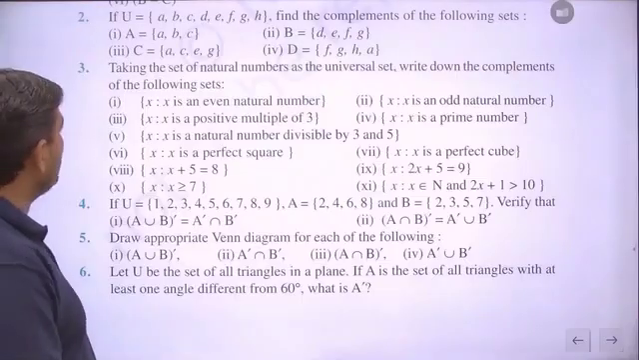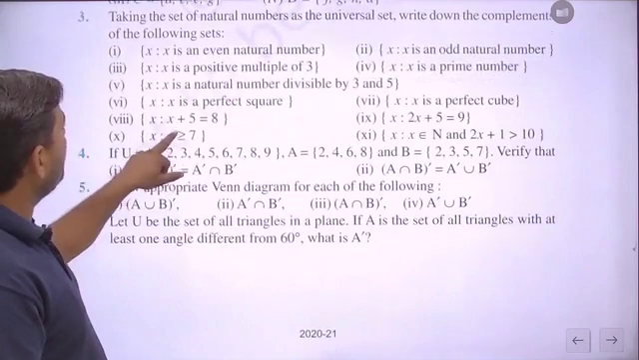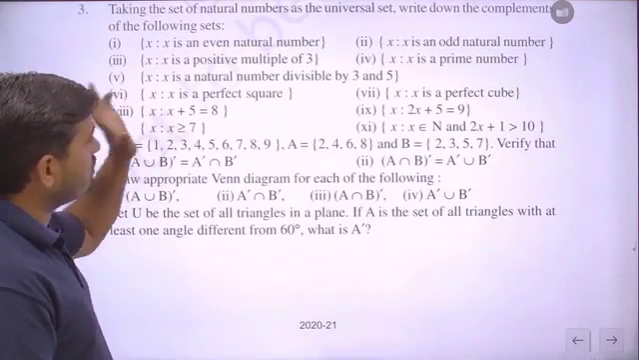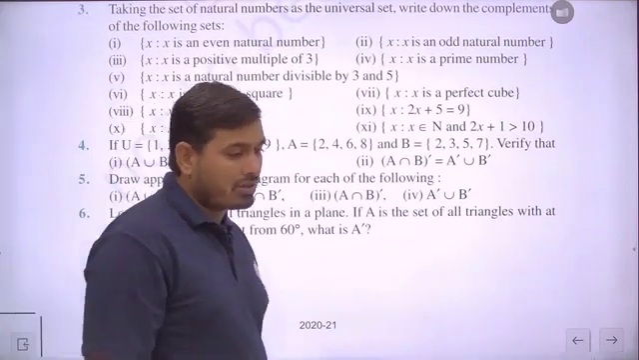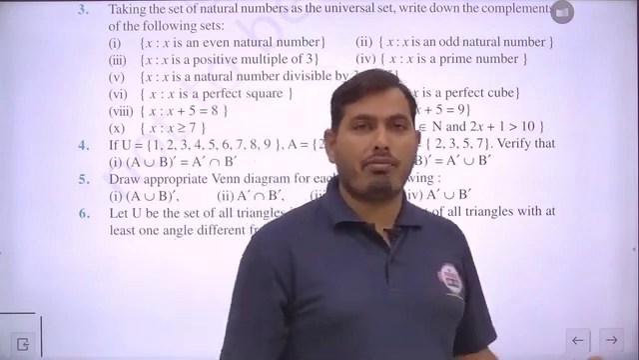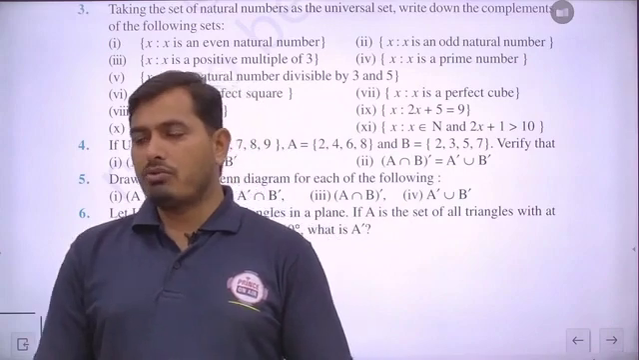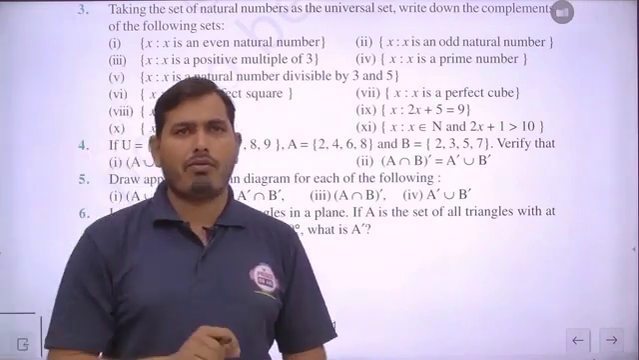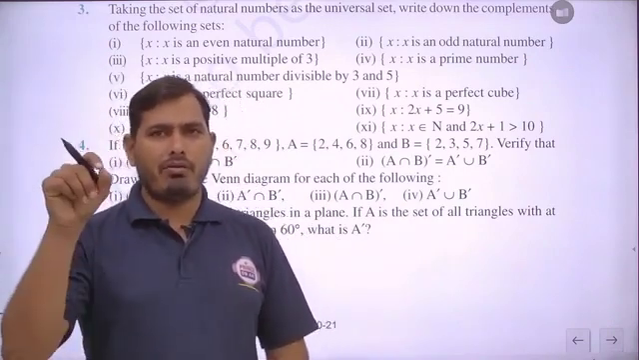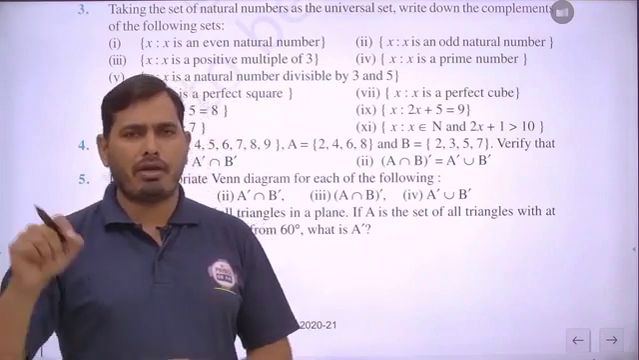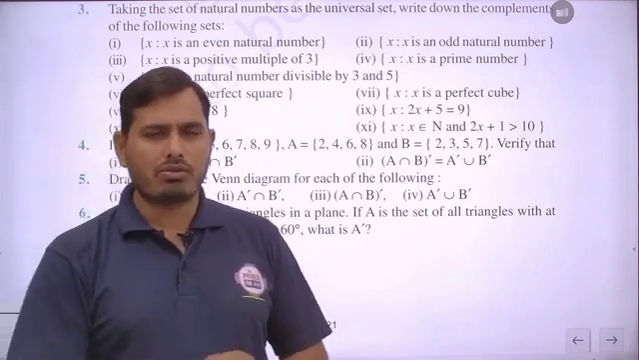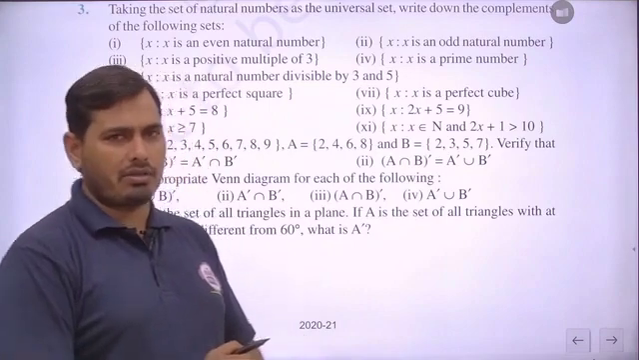So look at question number 3. Taking the set of natural numbers as the universal set. I think each and every student knows very well about the set of natural numbers. Capital N is the symbol for the set of natural numbers, and 1, 2, 3, 4, 5 up to infinity you can write down all the natural numbers. We will use dot dot dot after writing some of the data.